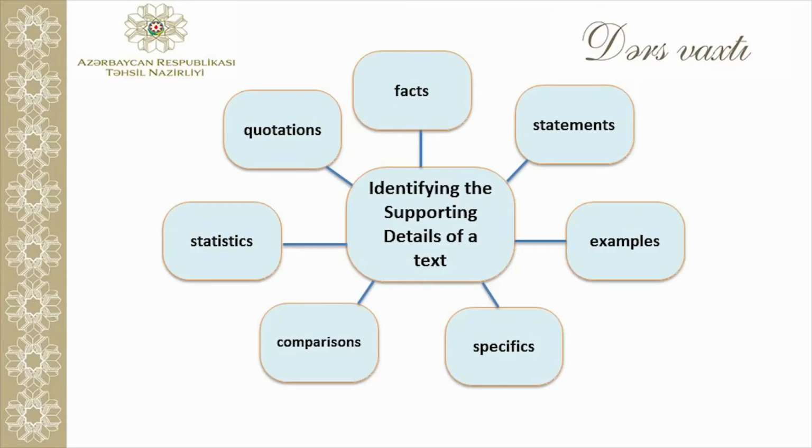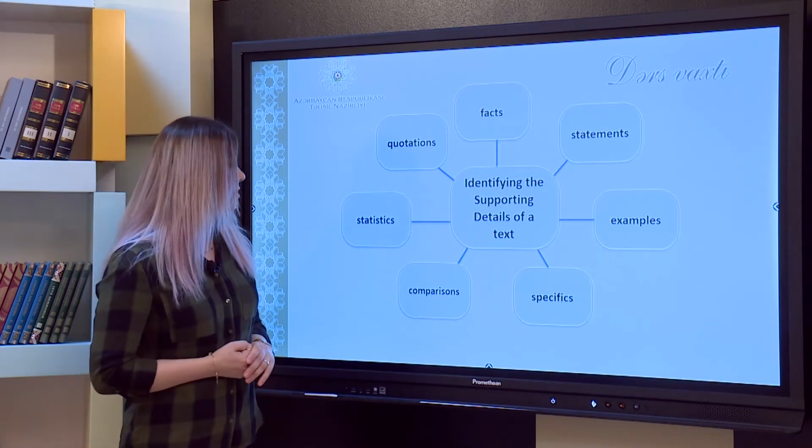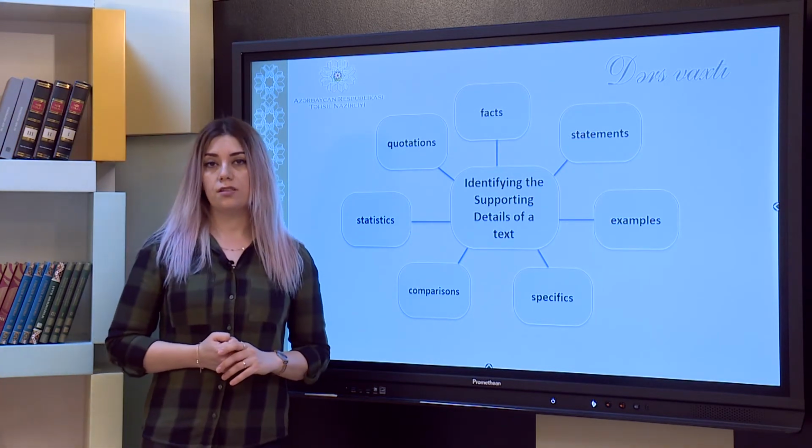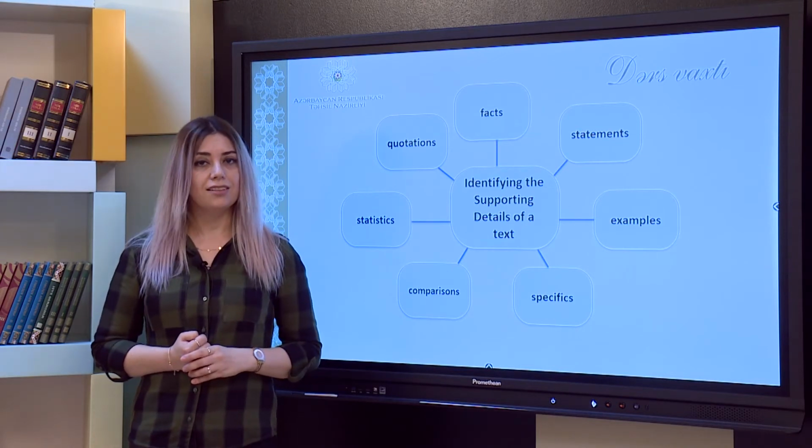To make it easy to understand, I made this chart for you. You can take a picture of it, or take notes of it in your copybooks. So supporting details in the text are facts, statements, examples, specifics, comparisons, statistics, and quotations. All these are supporting details in the text.